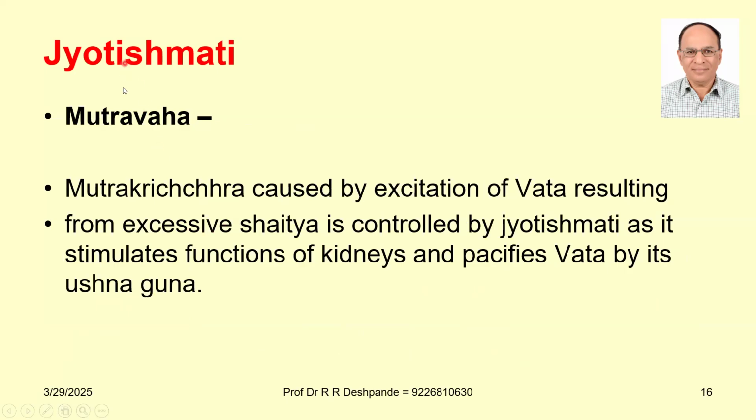Jyotishmati also acts when there is dysuria due to the excitation of vata or neurological problems. Whenever this problem starts with some obstruction or vasoconstriction due to the cold property, Jyotishmati is like a vasodilator and nervine stimulant. So naturally, it improves the function of the kidneys and the movements through the ureters, and that is why the dysuria problem can be controlled with Jyotishmati.